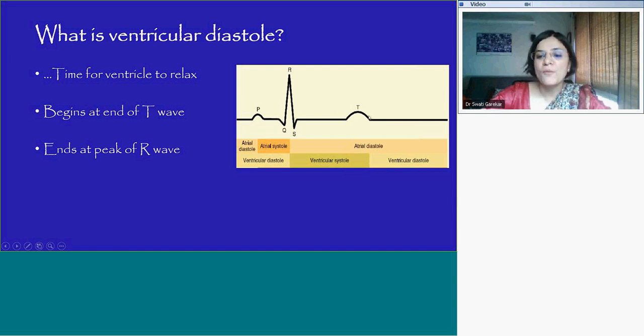So you go from here right up to the R wave. The way of looking at it is ventricular systole is from when the R wave peaks to when the T wave ends, and then ventricular diastole follows. So question 1 was that diastole begins at the end of the T wave.